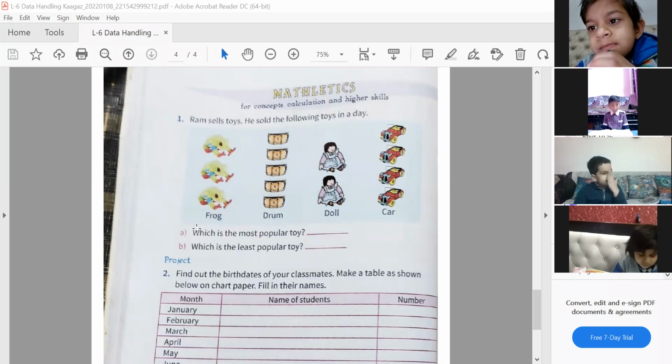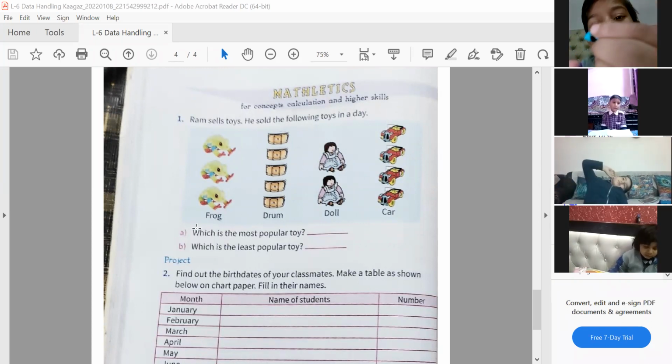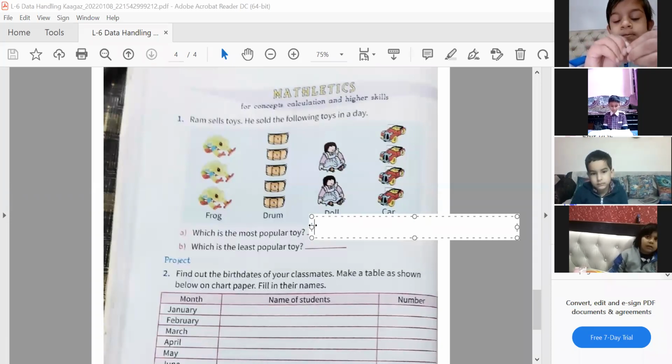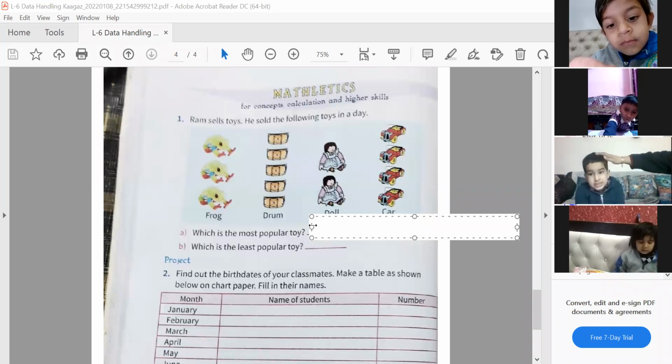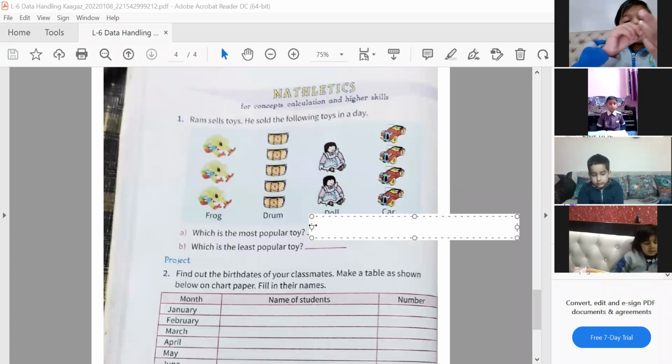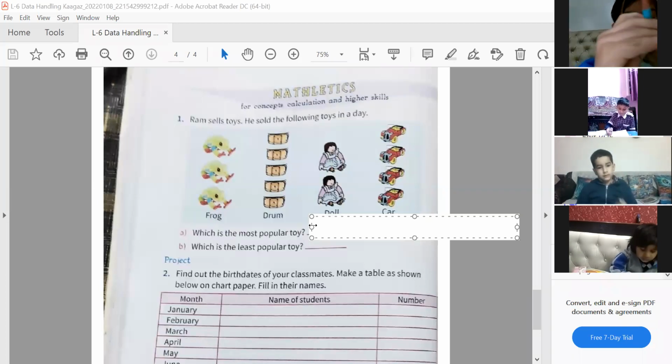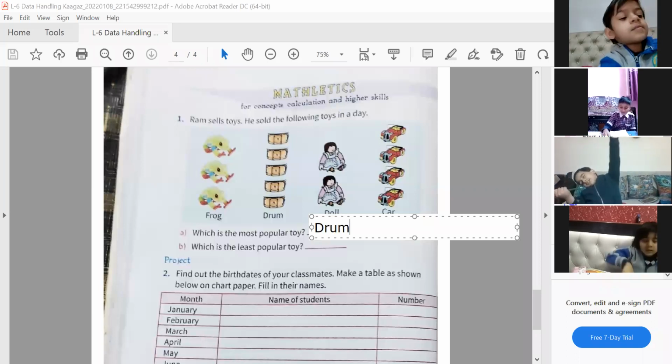Arnav Joshi, please unmute yourself. Good morning, ma'am. Good morning. Read out question number A. Which is the most popular toy? Read it, quickly. Break the word into letters, and then read. Yes, toy. Which is the most popular toy? Tell me. Ma'am, drum. How many drums are there? Five.